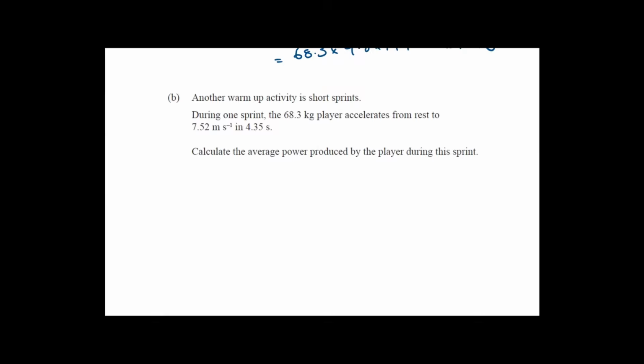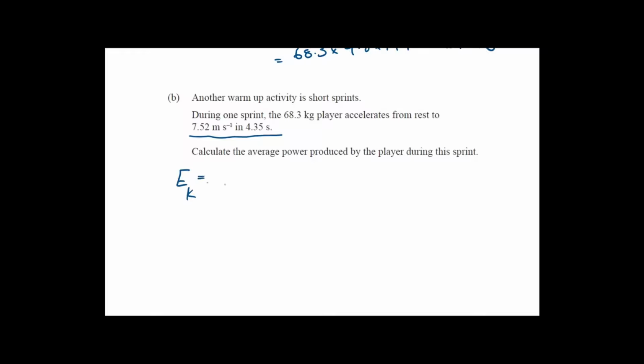Another warm-up activity is short sprints. During one sprint, the 68.3 kilogram player accelerates from rest to 7.52 meters per second in that length of time. Calculate the average power produced. All right, there's a couple of ways we could do this using force maybe, but really we're going to look at change in energy. It's the kinetic energy when we start versus the kinetic energy when we finish.